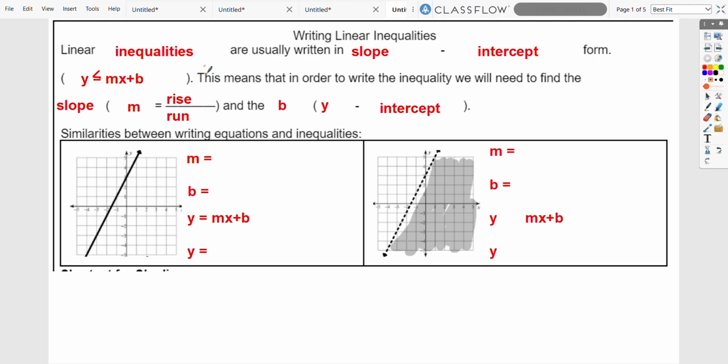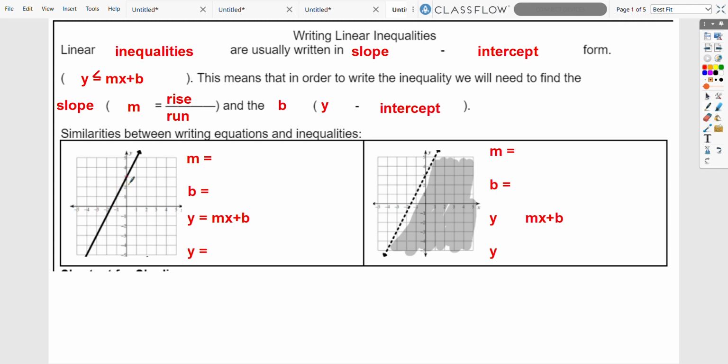Just like yesterday's second assignment, this means that in order to write the inequality, we need to find two things. We need the slope, rise over run, and the y-intercept. And then we'll just account for the shading and the type of line through the symbol. And so we find the slope from this line.